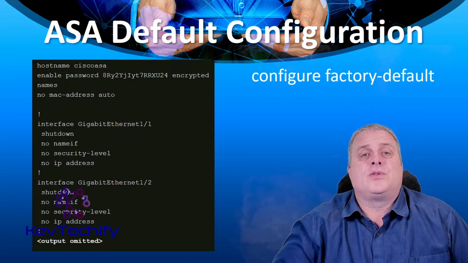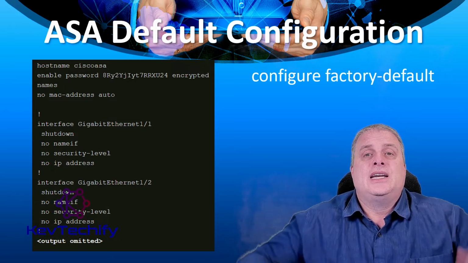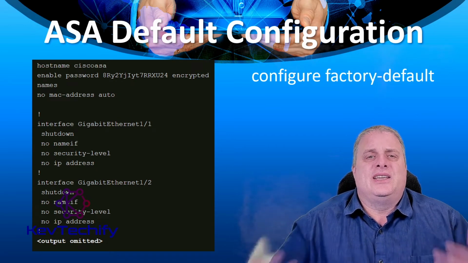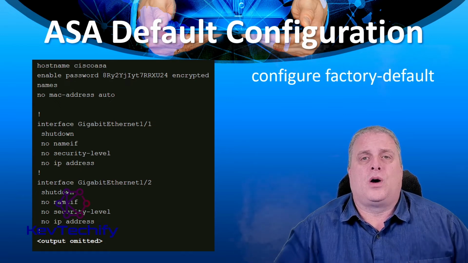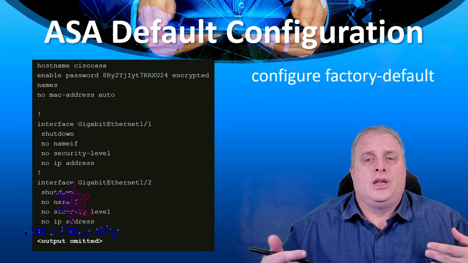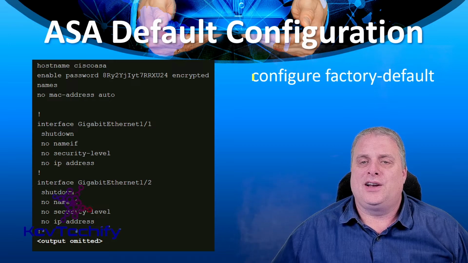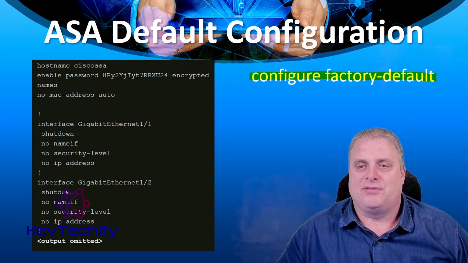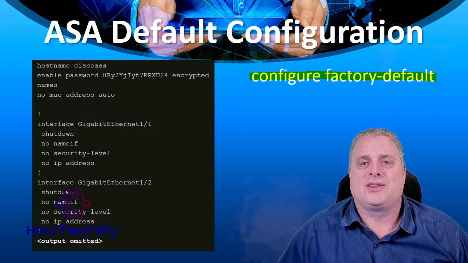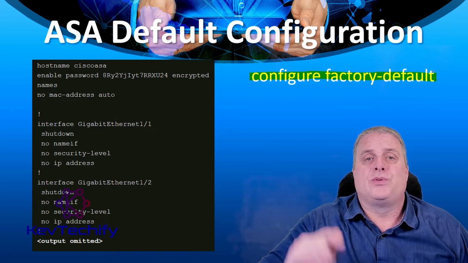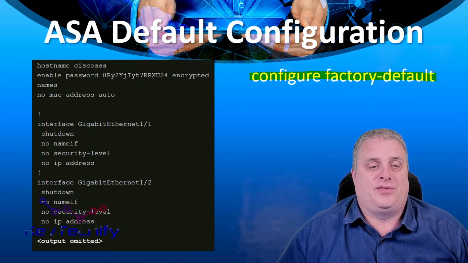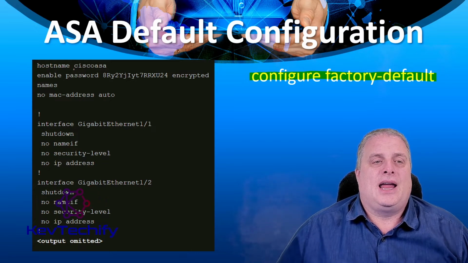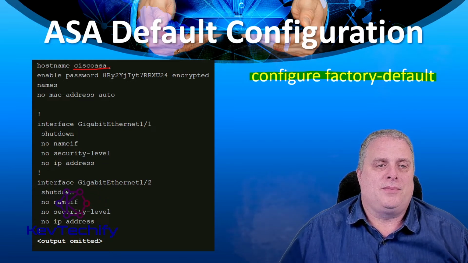The ASA 5506-X with FirePOWER services ships with a default configuration that in most instances is sufficient for your basic small office, home office deployment. Use the command configure factory-default in global configuration mode to restore the factory default configuration. The default host name is ciscoasa. So this is the default host name.